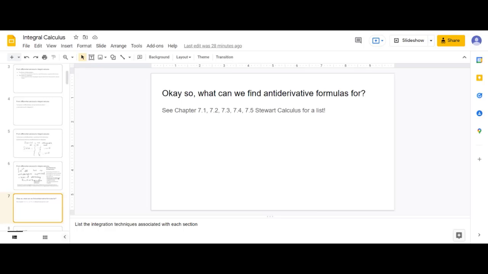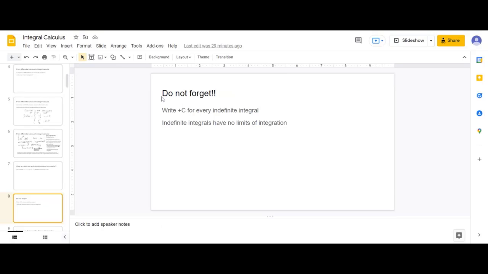So what can we find these antiderivative formulas for? Well, all the problems in these sections, we can find antiderivative formulas for, right? This is just the sections corresponding to integration by parts, trig integrals, trig substitution, partial fraction decomposition. I forgot what 7.5 is. Oh, that's just strategies for integration. So yeah, everything in these sections, we can express the antiderivatives in terms of elementary functions.